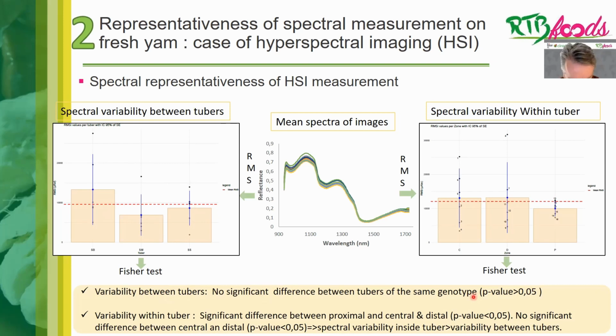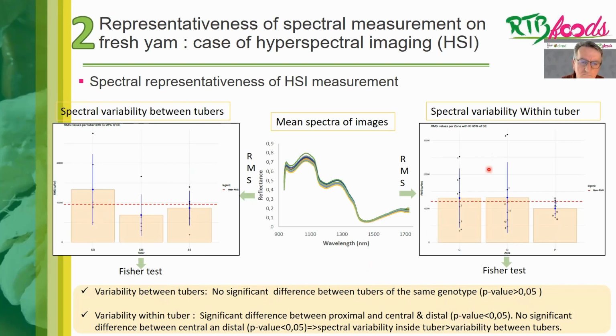No significant difference in spectral difference. Okay, I see that it is spectral, not biochemical and physical. This is because we find that the p-value is higher than the error threshold of 5%.